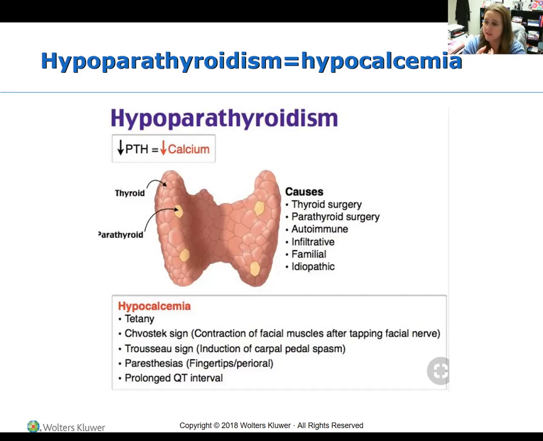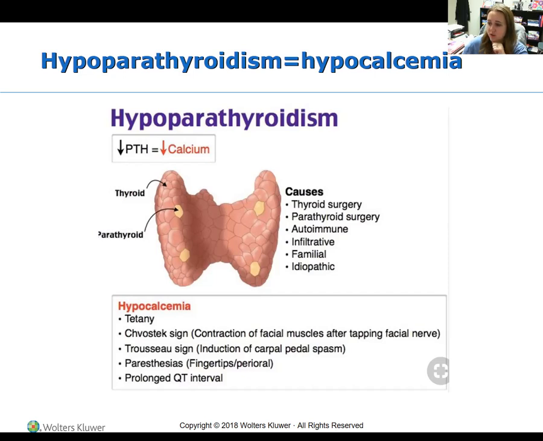So we want to treat the calcium deficiency first, and then treat the cause of it. We want to assure a diet high in calcium and vitamin D, and we can give calcium gluconate in an emergency situation. If the patient requiring calcium gluconate has a cardiac disorder, they can have dysrhythmias. So we want to give it slowly, give it cautiously, and do cardiac monitoring.